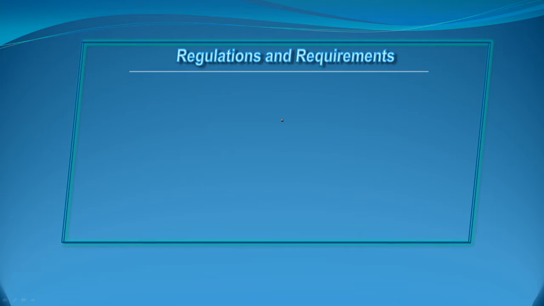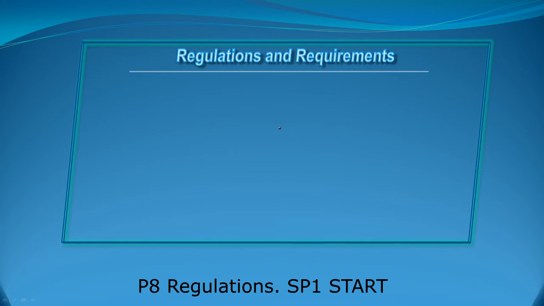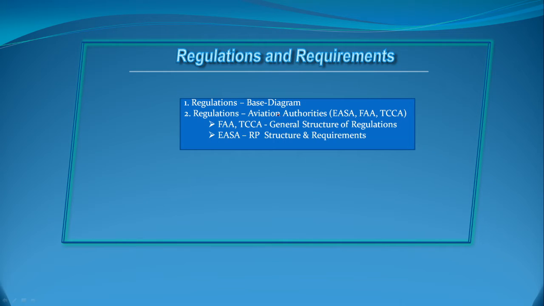Let's continue our presentations. Today we have another interesting discussion, which is about rules, regulations, and requirements. In the first part, we will see what aviation authorities are regulating. I'm using a base diagram here. In the second part, we will see how aviation authorities are regulating.